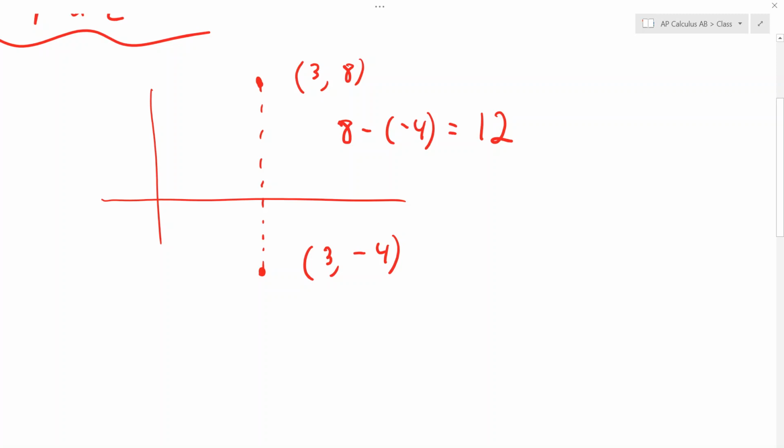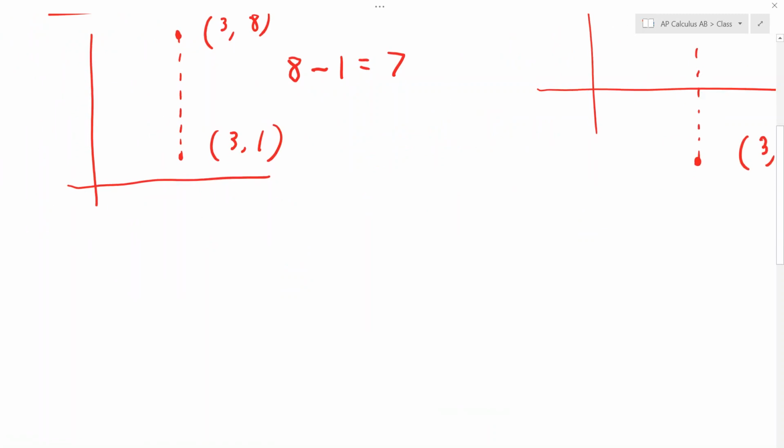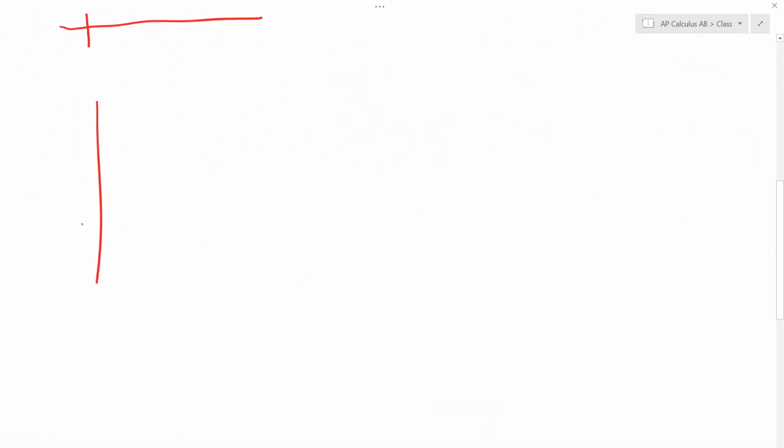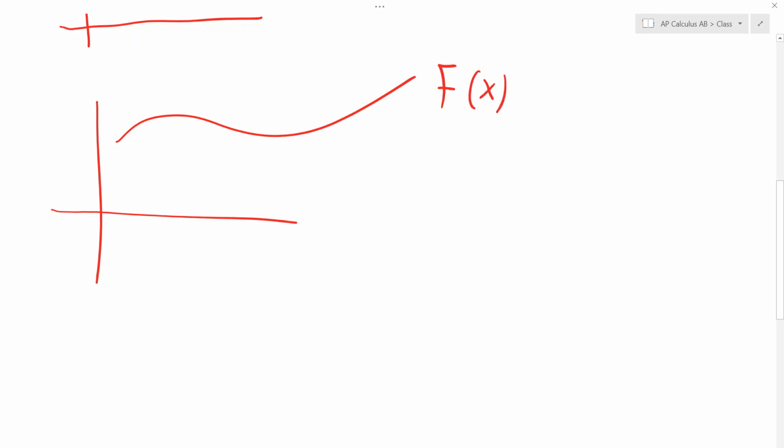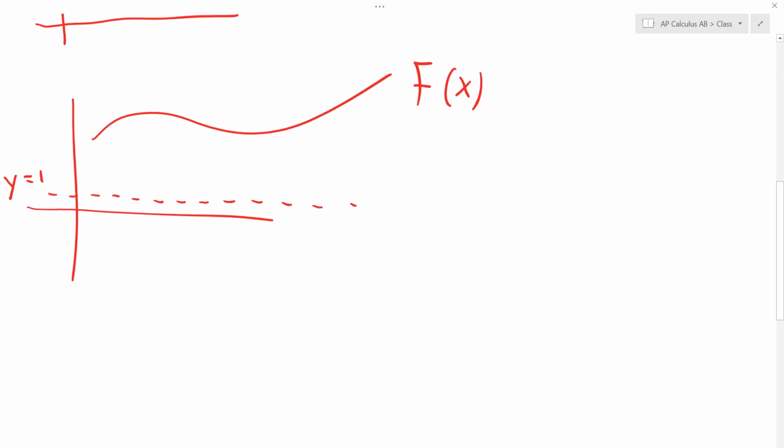Okay? Now, we don't want to deal with points. Those are like stationary things. Let's think maybe, what if we had some cool function up here, which I'm going to give a really cool name, f of x. And we had this line down here, like y equals 1, I guess. How would I find the distance between any point on f of x straight down to that line? What do you think I would do?